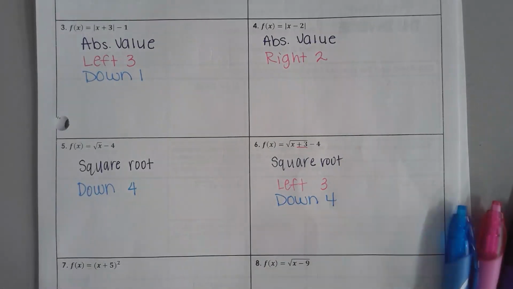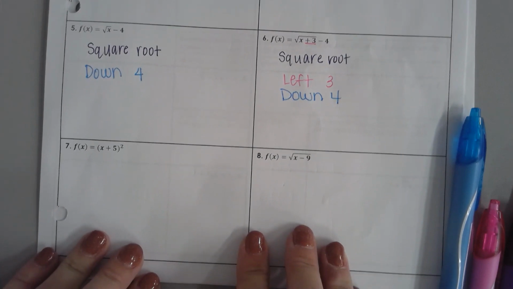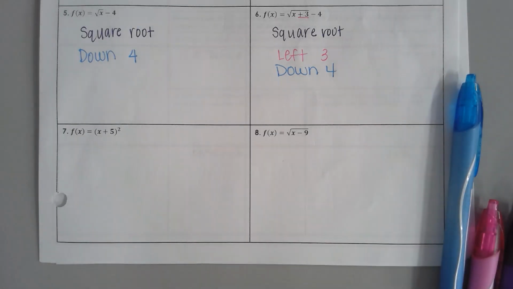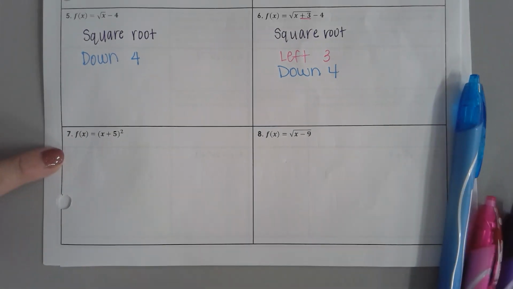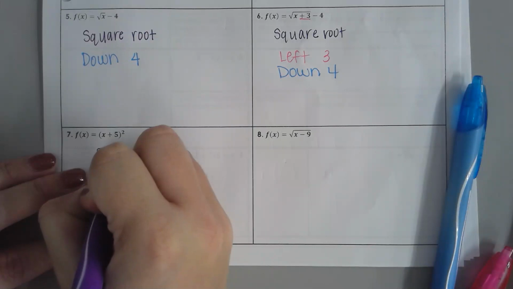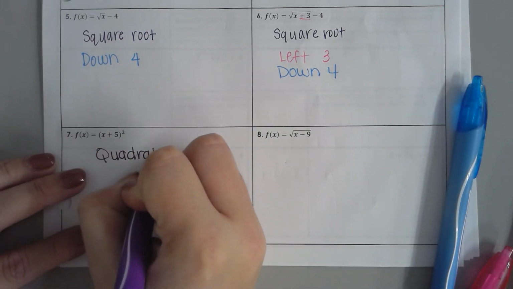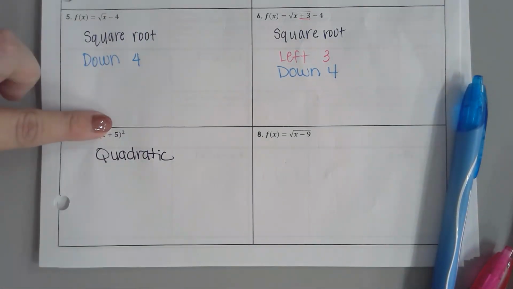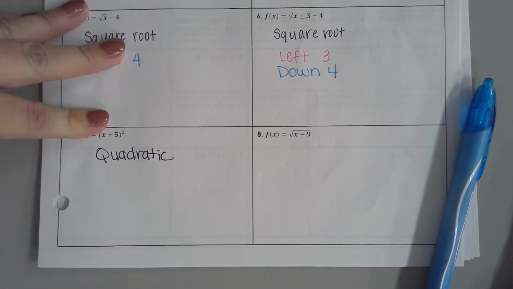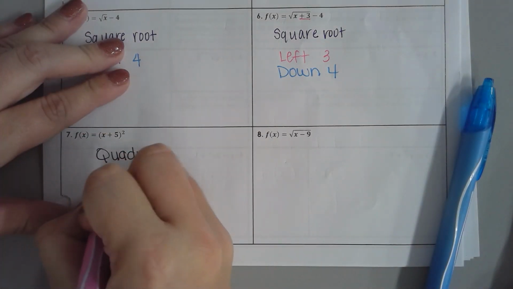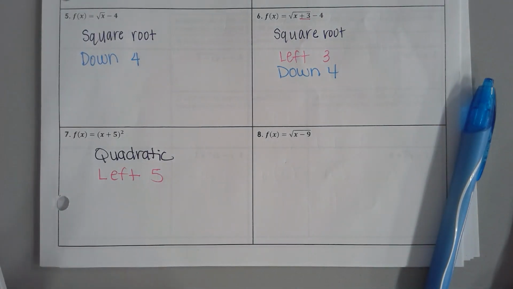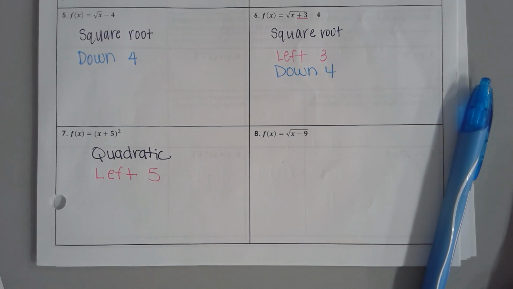All right, there's 2 more questions, 7 and 8. I want you to work on those 2. All right, I'm going to go over these really quick. Number 7 has the squared. That's what makes it a quadratic. It has a +5 on the inside. Adding on the inside moves left. There's nothing on the outside, so it doesn't move up or down.